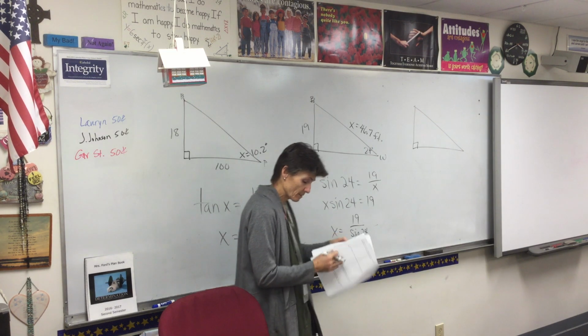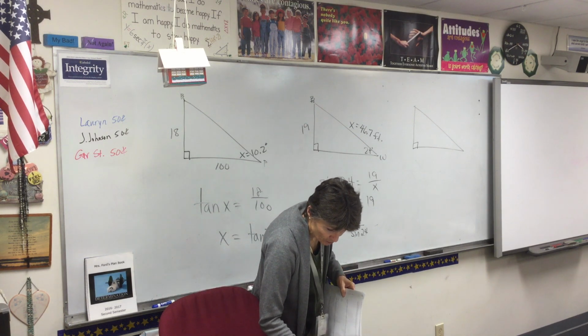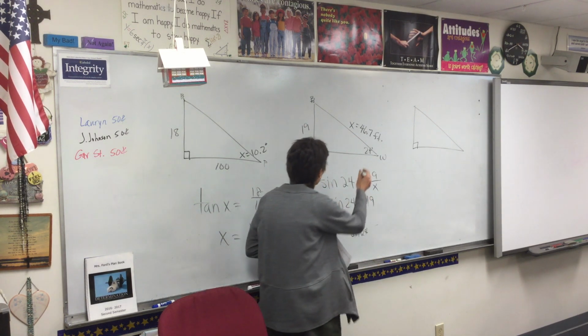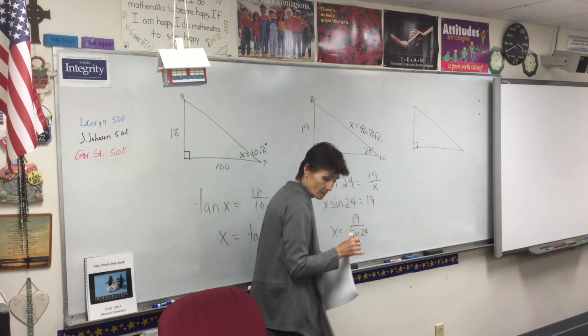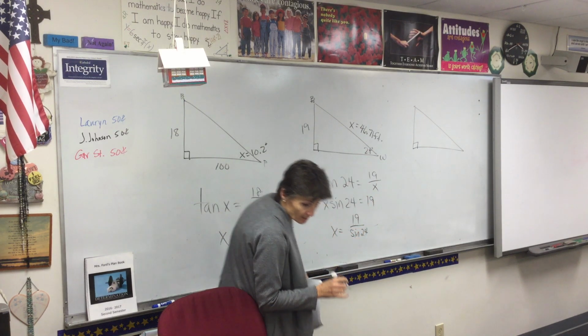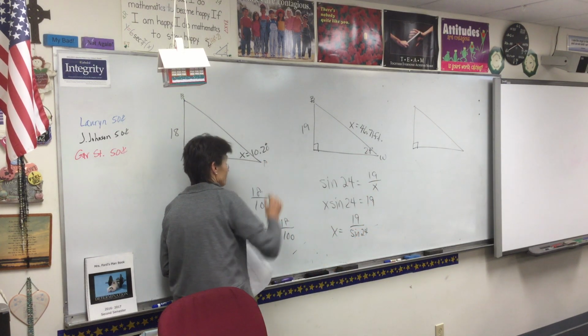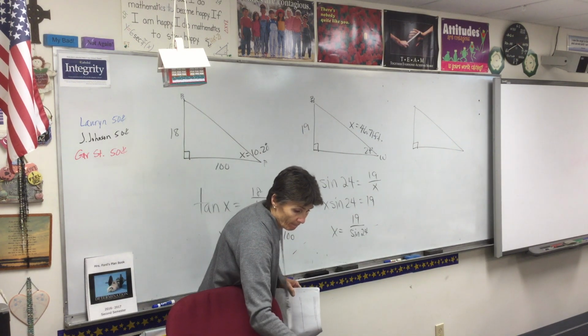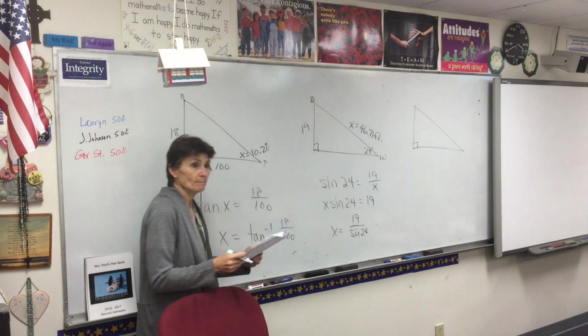Oh shoot, it says round to the nearest hundredth. I haven't been paying attention to directions. So that'd be 7.1. And the last one would be actually 10.20. Okay. Everybody good with that?